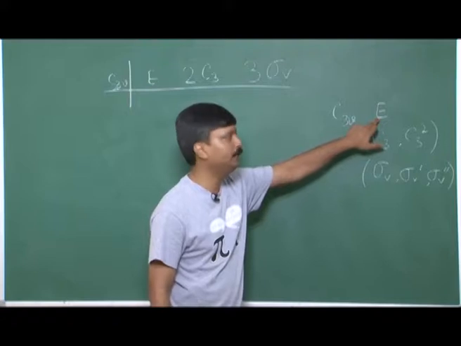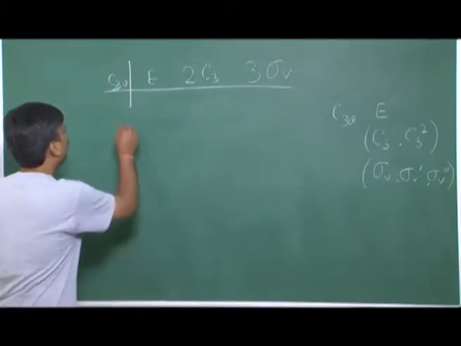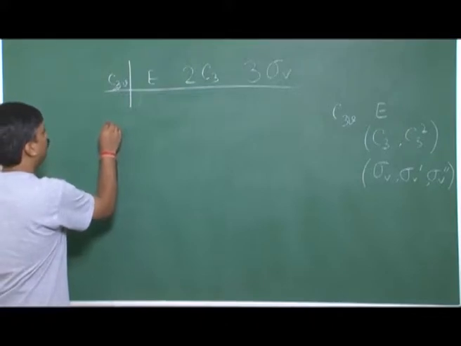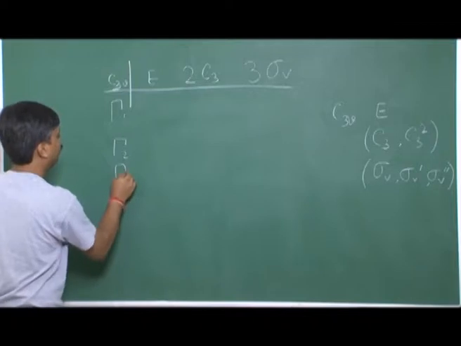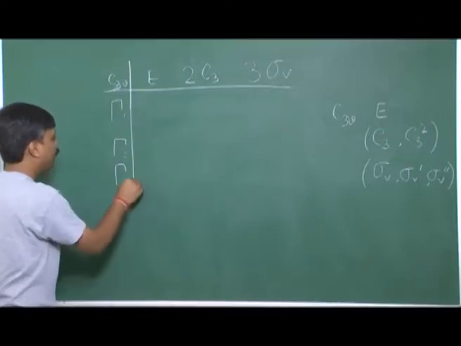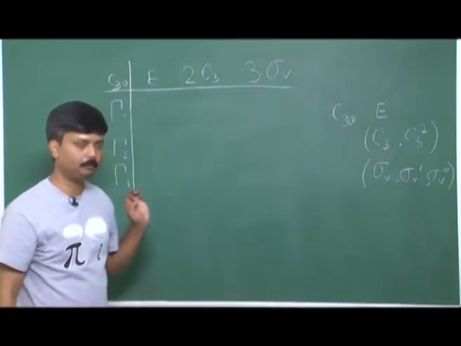E forms a class by itself and these 2 classes. So there will be 3 irreducible representations. Okay, so I will have gamma 1, gamma 2 and gamma 3. Now I have to find out what will be the nature of the characters.